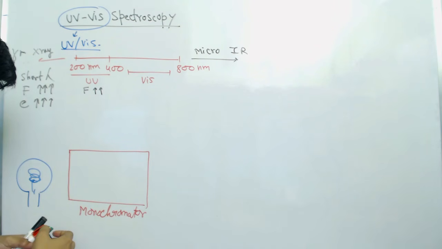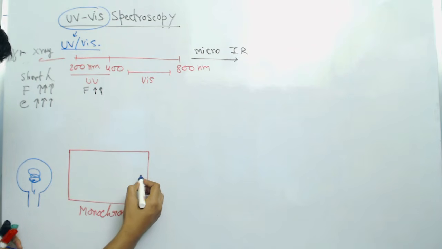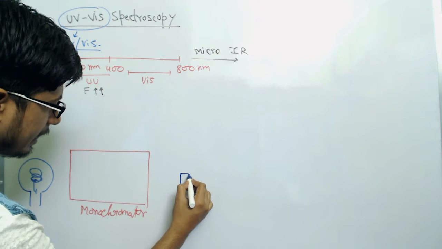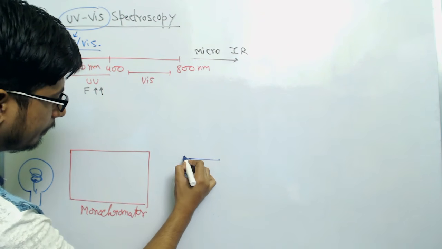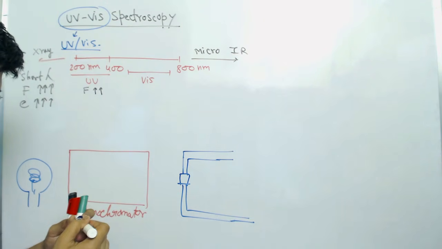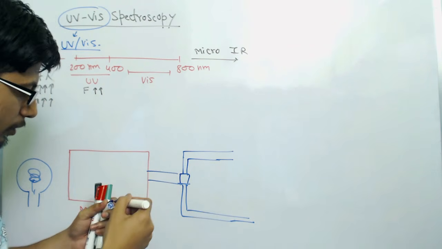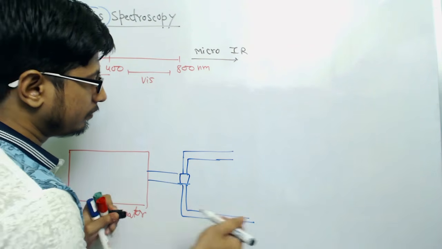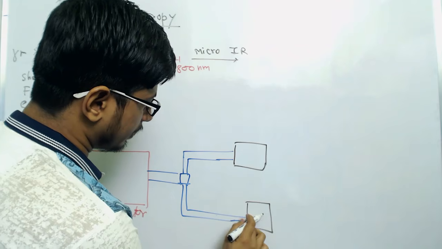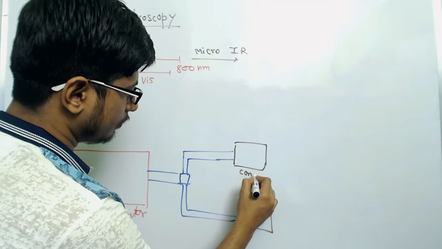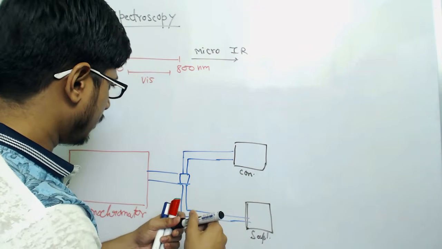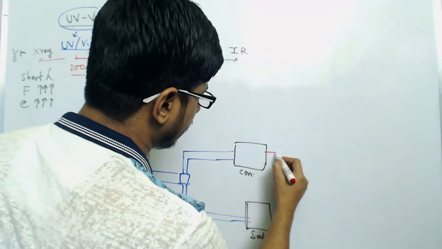And after the monochromator, what else do we have? We have the beam separator, which is almost like a simple knob that can separate the beam and guide it into 2 separate directions. In these 2 directions we have 2 separate chambers, one for the control and one for the sample, and both chambers are connected to a detector.